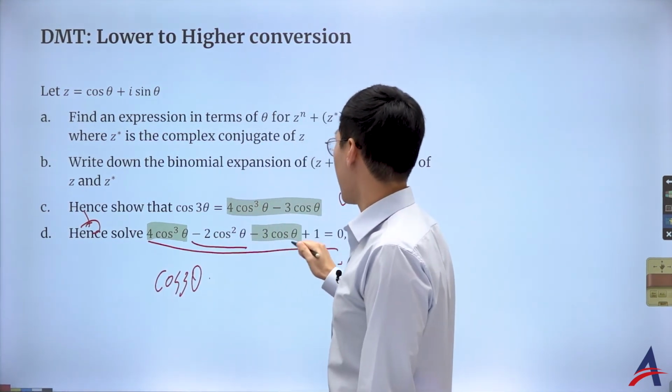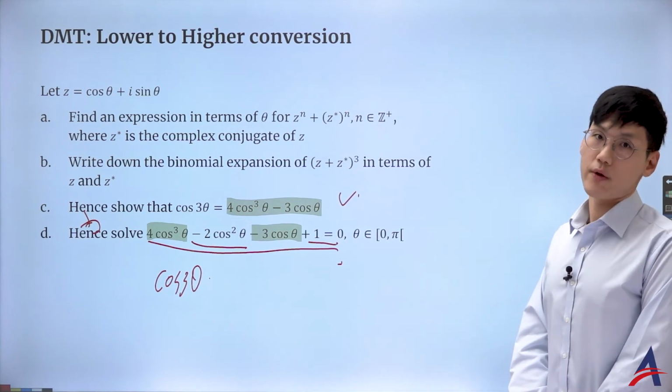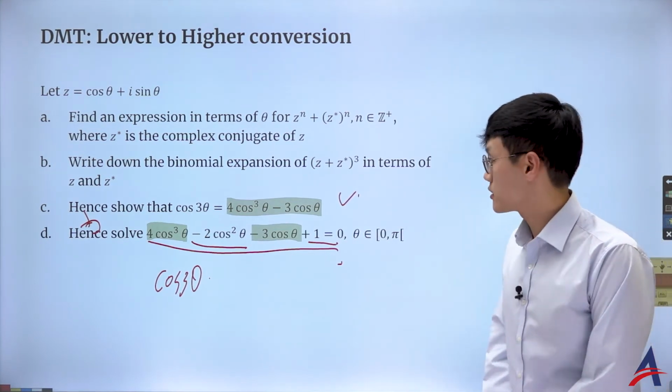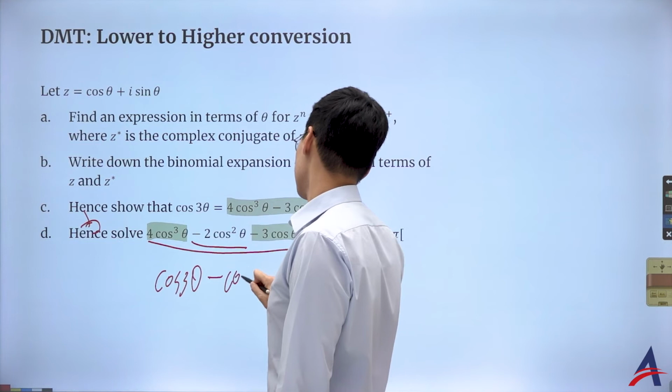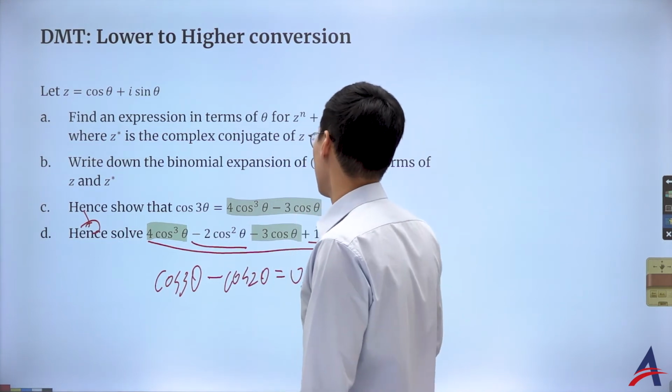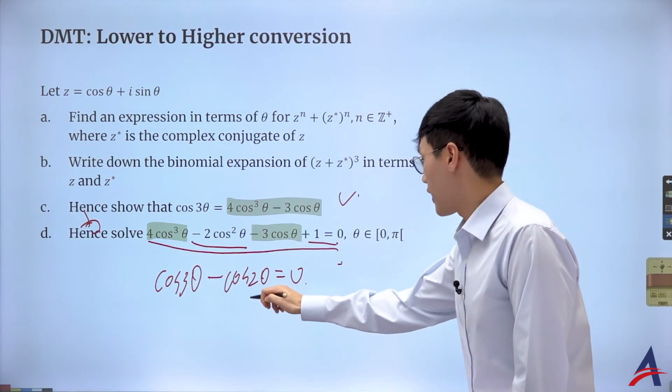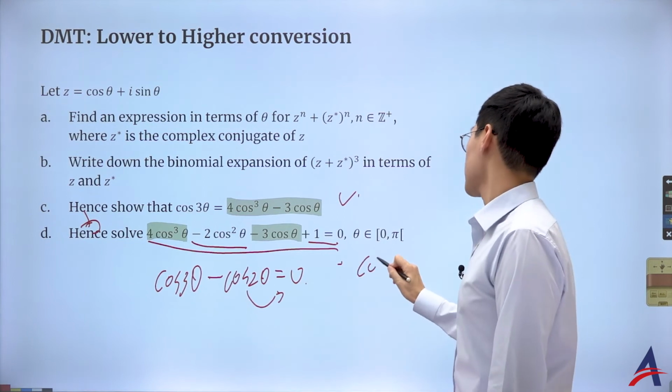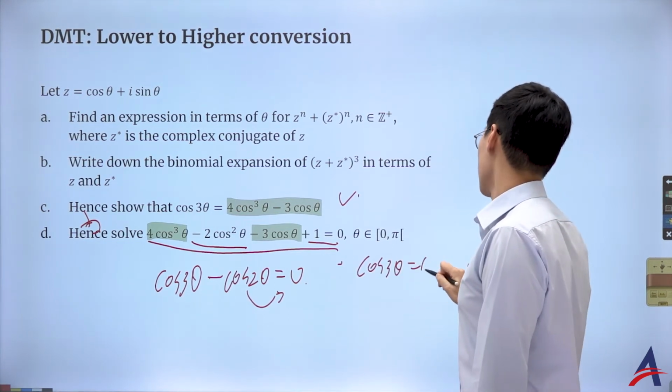However, I'm doing the minus 2 cosine squared theta plus 1. That's the double angle of a cosine, isn't it? So I'm going to have minus cosine 2 theta is equal to 0. Okay, that's lovely. So if I do the rearrangement, I have cosine 3 theta is equal to cosine 2 theta.